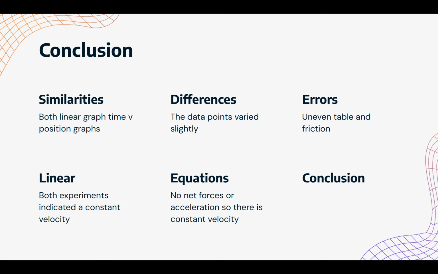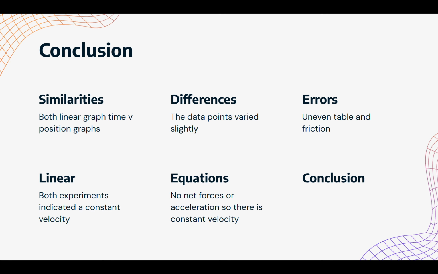In conclusion, the similarities are the graphs, as they are both linear, going positive, and the differences are the slight variation of data points. Some possible sources of error are uneven surfaces, uneven force being put onto the object, as well as friction.